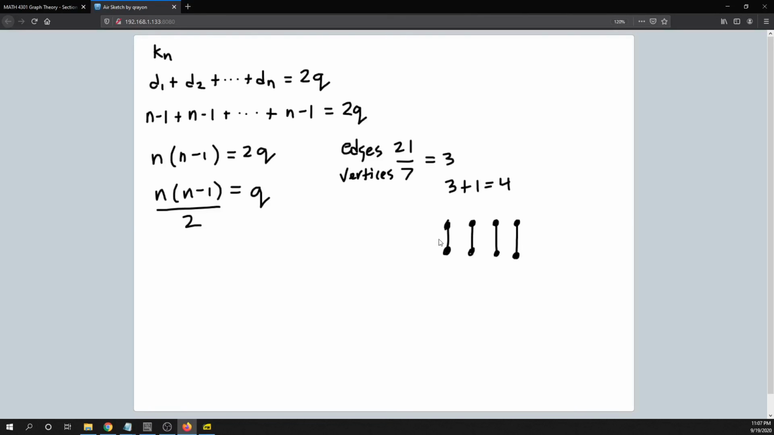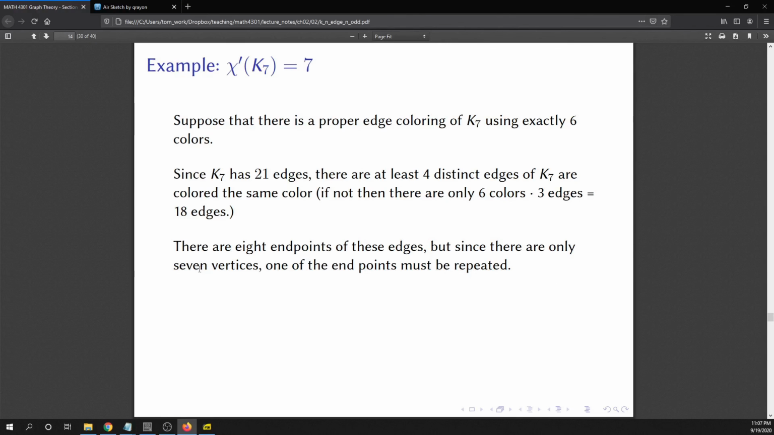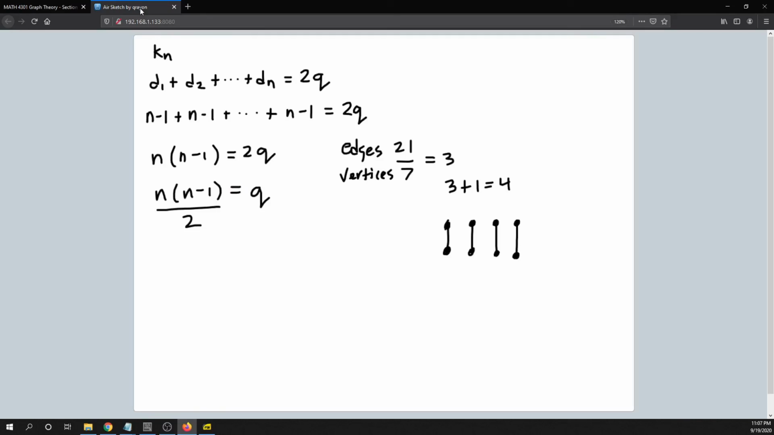So if I just draw the edges out, the edges are distinct, right? But the thing is I have 8 vertices in K7, and there are only 7 vertices. So that means one of these endpoints must be repeated. So one of the endpoints, let's say it's vertex 1 and vertex 1 here. If they have an endpoint in common, because these edges are distinct, that means that the other endpoints can't be the same.